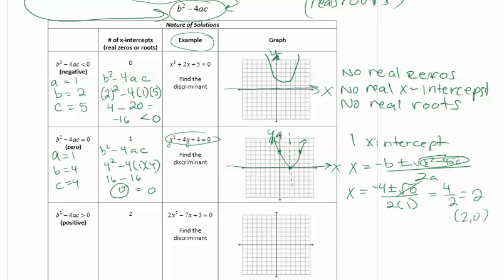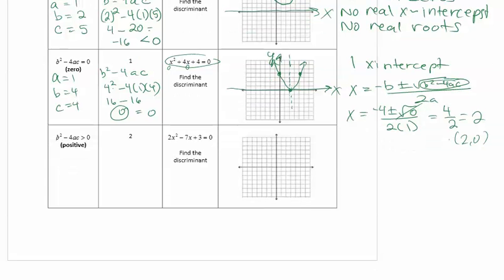Okay, so now let us go to the next one. So b squared minus 4ac is greater than 0. Okay, let's do this case. My coefficients are a is equal to 2, b is equal to negative 7, and c is equal to 3.